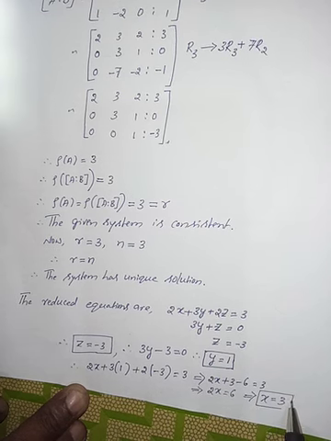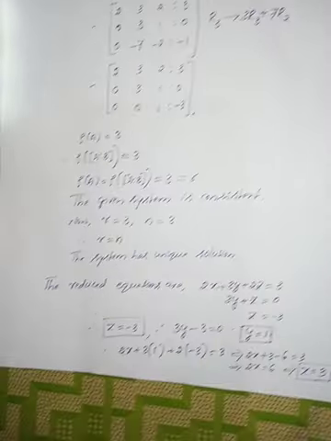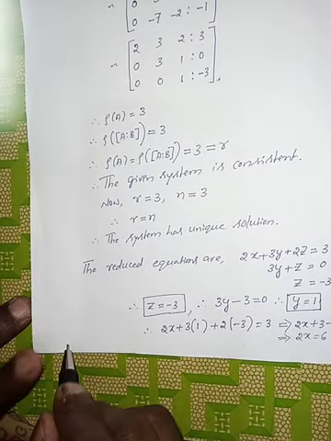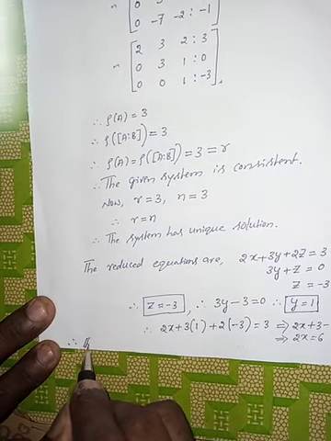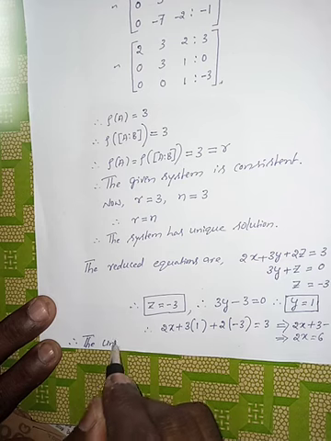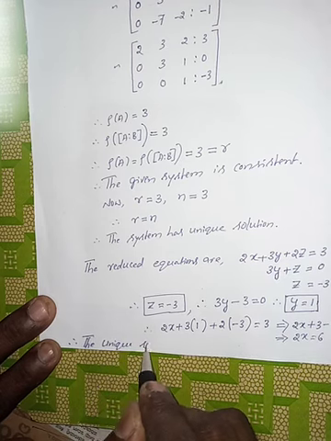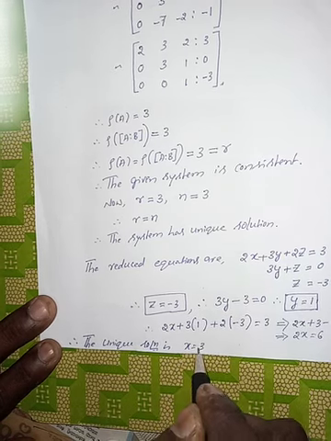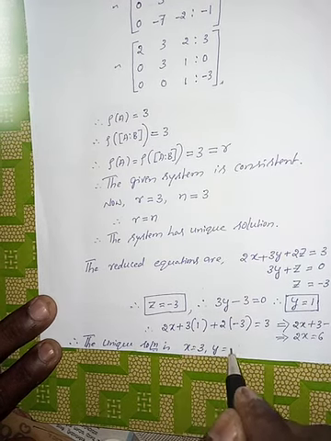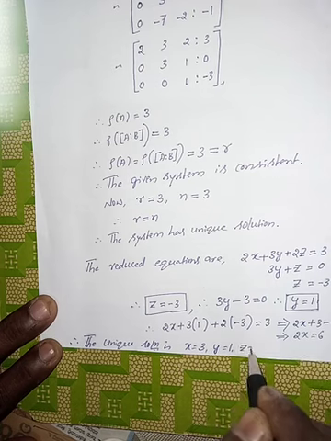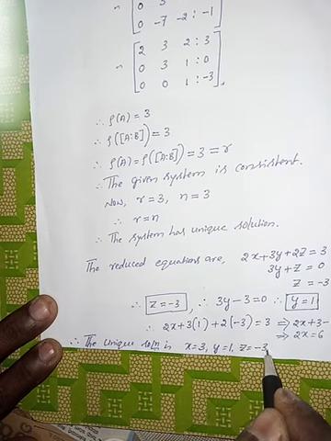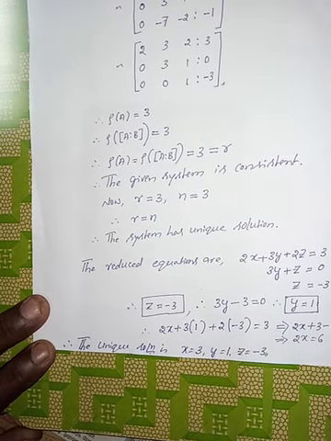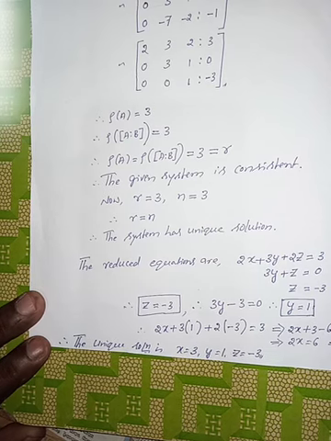So therefore we have determined all the values of the variables. At last, write down the unique solution. Therefore the unique solution is x is equal to 3, y is equal to 1 and z is equal to minus 3. This is the solution of the given system. Okay.